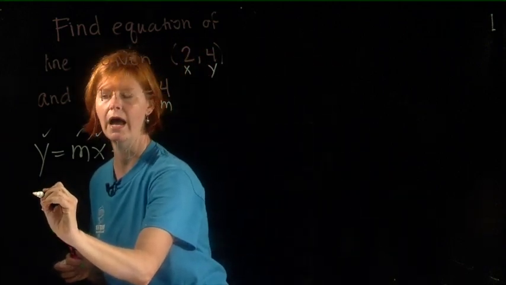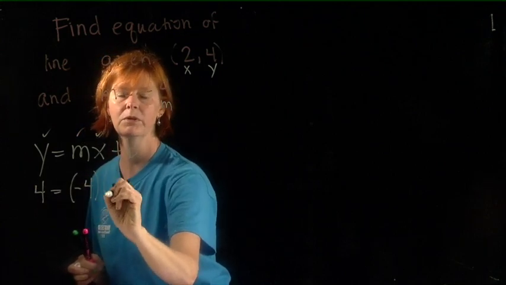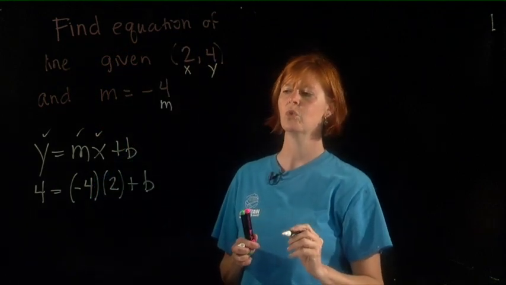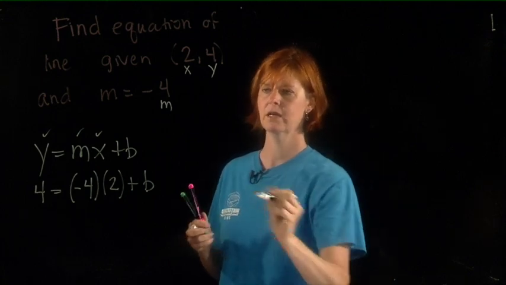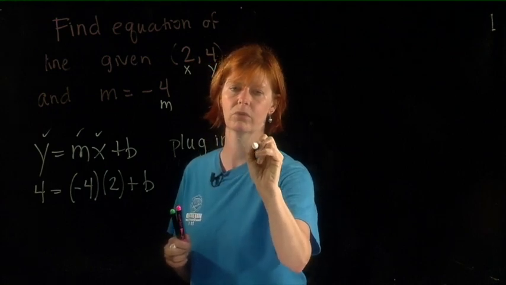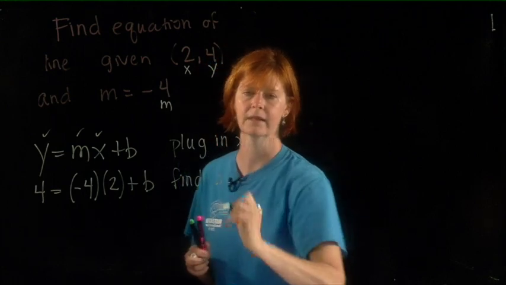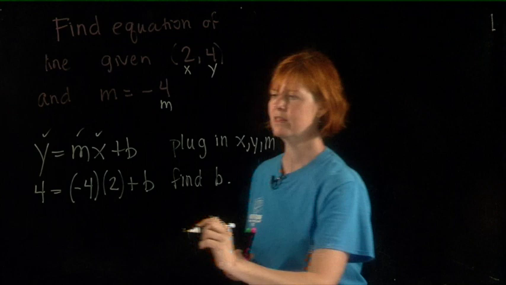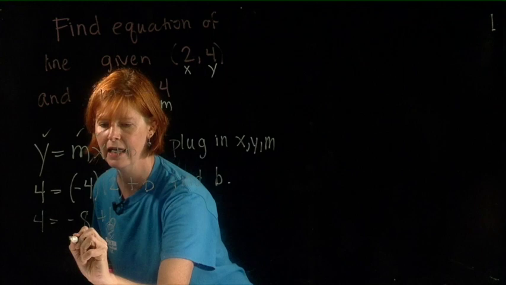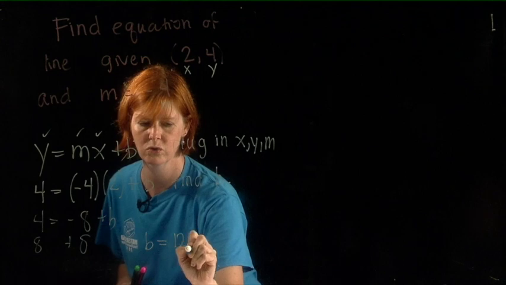So let's put in the y. So 4. Then let's put in the slope. Then let's put in the x. And b is still a variable at this point. So we plug in the things we're given, and we calculate the thing we don't know. So plug in x, y, and m, and this step is find b. So this is 4 equals -4 times 2, which is -8, plus b. Add 8, and b is equal to 12.